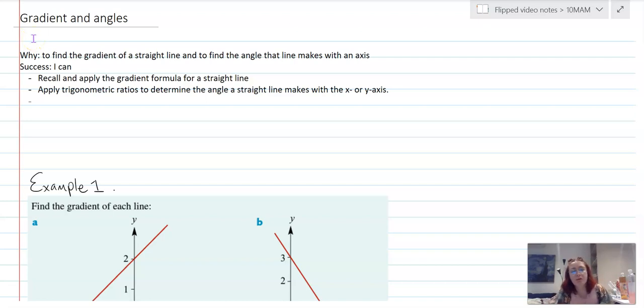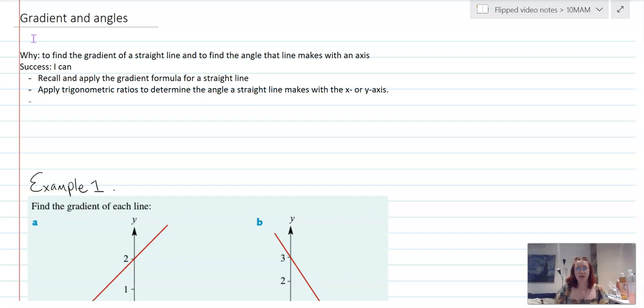This video is going to look at finding the gradient of a straight line, something you should already know how to do, and looking at what angle that straight line makes with our axes. This is going to be more useful when we start getting into some more advanced maths, when we start looking at trying to find the area underneath a line and that sort of thing.